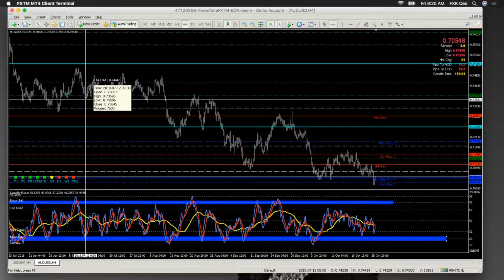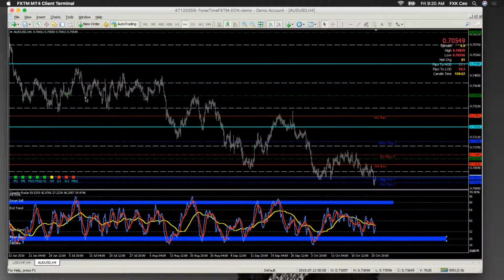Because 80 pips is a lot of pips, right? It's a nice amount of pips. So in this case, you would have been able to move your stop loss to entry very soon before it would have gone bad or anything like that, right?